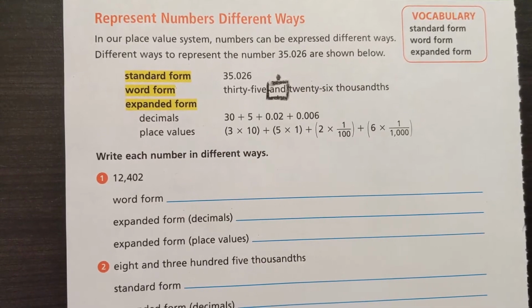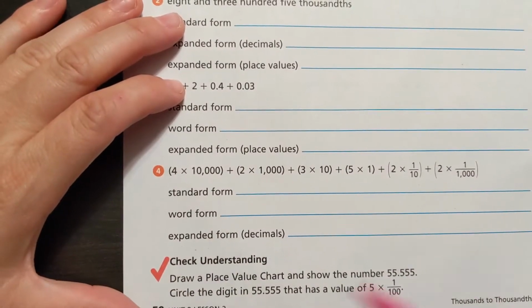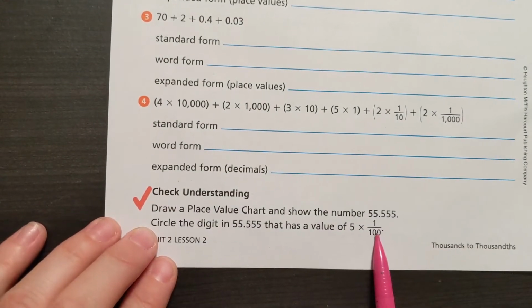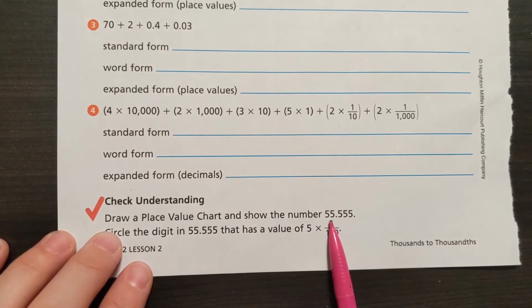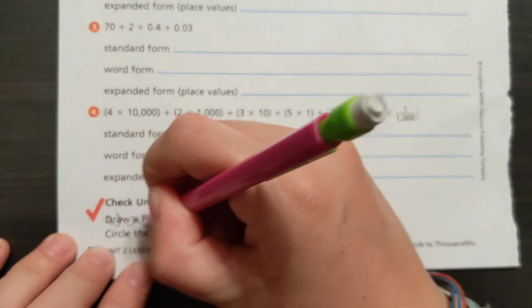I am only going to help you with probably one of them. We're not going to do, actually we are. Let's do the check for understanding right now. This is a pretty cool one. It says draw a place value chart and show the number 55.555. We're not going to do that part.